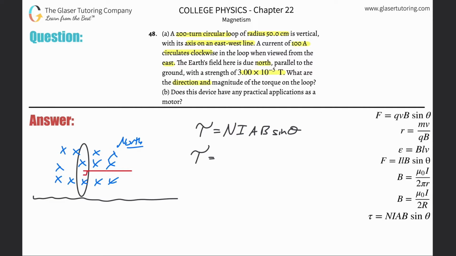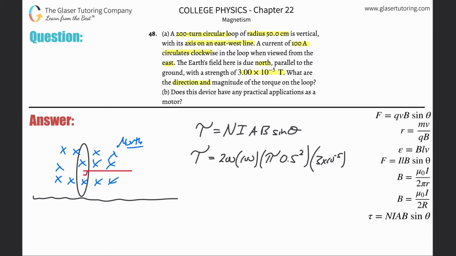So the number of loops here they told you was 200. The current here is going to be 100 amps. The area, it's circular. What's the area of a circle? It's pi r squared. They gave you the radius, 50 centimeters, but we need that in meters, so convert that into meters and then square it. Magnetic field strength, they told you, 3 times 10 to the minus 5 Tesla. And what's the angle? Did they say circulates clockwise? Oh, right. Okay, so that's another piece I'll have to take into account. But one second. Parallel to the ground.